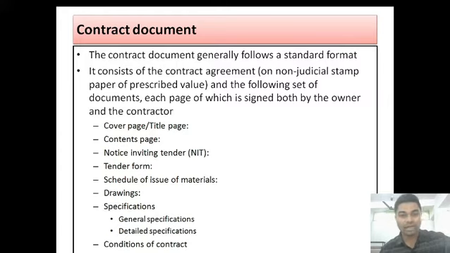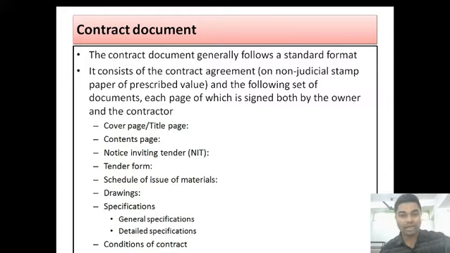So, as we are discussing the topic called contract, we have seen the different types of contract, and now let us talk about this contract document. In this lecture let us talk about contract documents. What is the meaning of contract document and what all does it consist of?